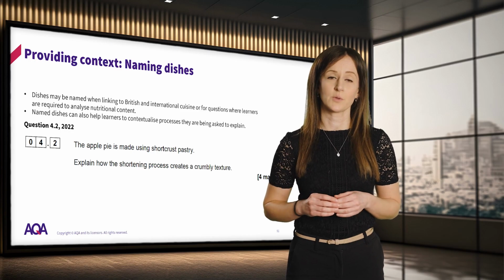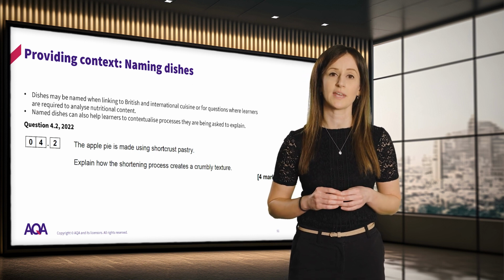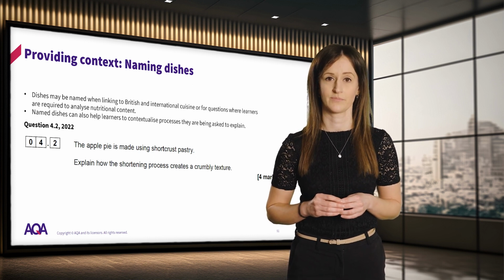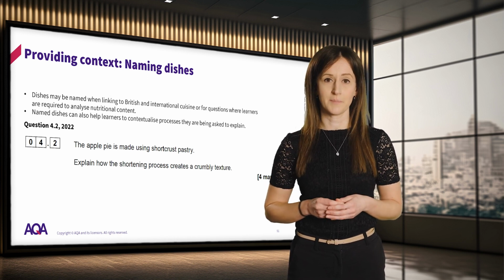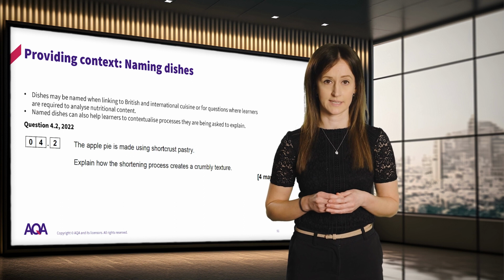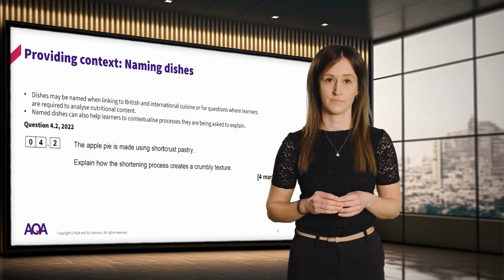When dishes are named on the question paper, regional and international differences in terms of student locations are taken into consideration. For example, students outside of Wales may not be familiar with ingredients that are used to make Welsh cakes, so these would not be a suitable dish to reference on the question paper. Scones, on the other hand, are more likely to be widely known.